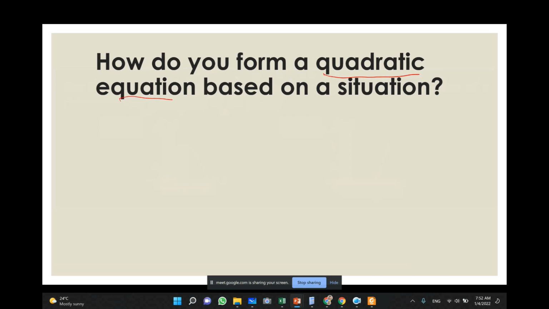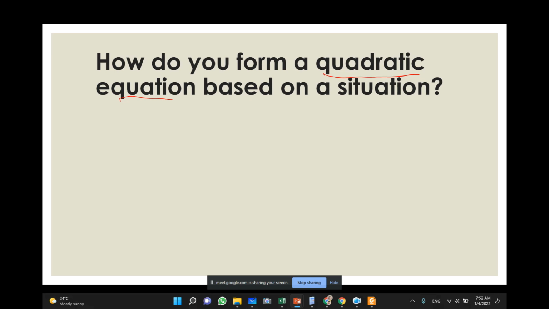Last time during form 1, you started to learn quadratic equation already. But those that have been given to you is the one that is ready. Okay, not based on condition. So now based on the condition, you have to form a quadratic equation. So it will be the other way around. But before you form a quadratic equation, there are a few things that you have to know.